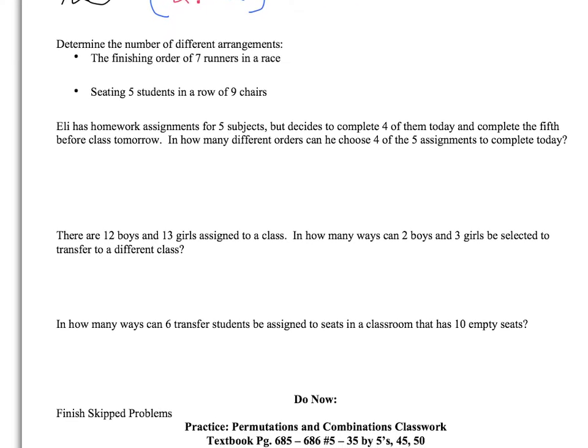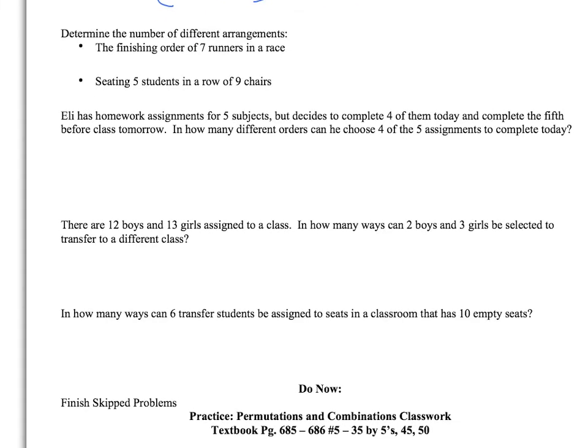Alright, so a couple word problems. Determine the number of different arrangements of the finishing order of 7 runners in a race. So you have to first decide, does order matter? Do you care if the runner comes in first or 7th? You should be saying yes, order matters.